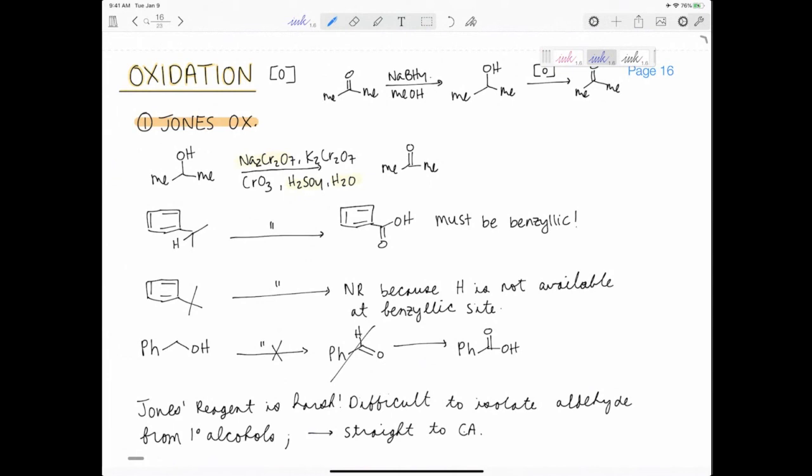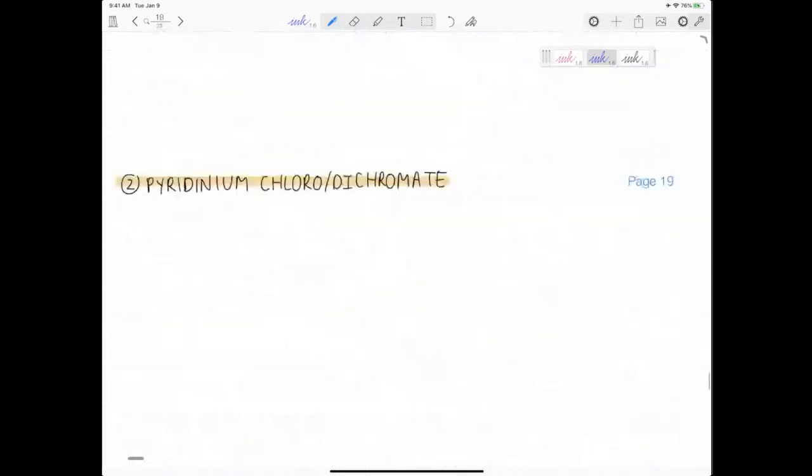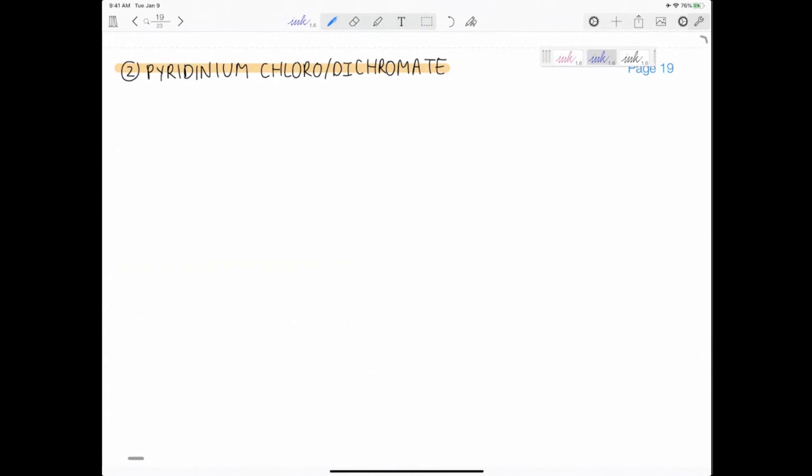And right now I'm going to move on to PDC and PCC, pyridinium dichromate or chlorochromate, depending on what you have. So remember, what's a limitation of Jones reagent? Anyone here remember? Yeah, you will always over-oxidize it. You can never isolate an aldehyde. So one way to get an aldehyde from a primary alcohol is to use something moderate, right? And this is where PCC or PDC comes in.